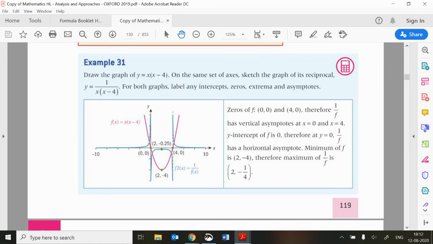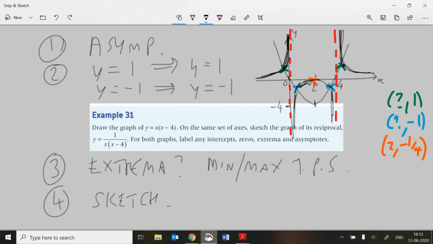Oh, I've forgotten something. With the asymptotes, I've forgotten the horizontal asymptote. So there is a horizontal asymptote. If we look at this graph here, we can see that this tends to 0 and this tends to 0 here as well. It doesn't tend to 0 in the center here, but it does to either side. So for our reciprocal function, it does tend to 0. So we have an asymptote as we tend to negative infinity and positive infinity.